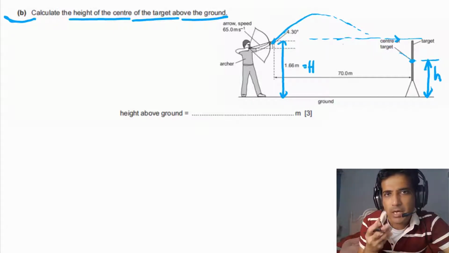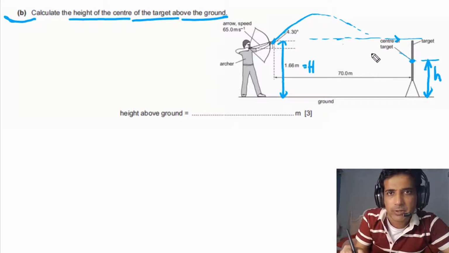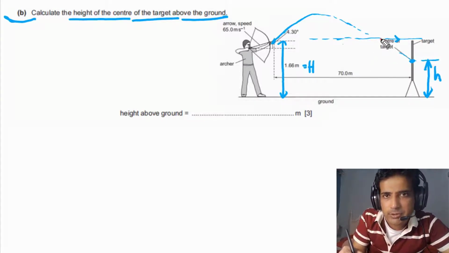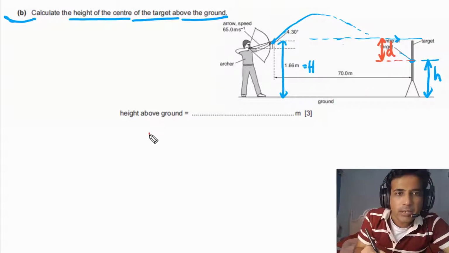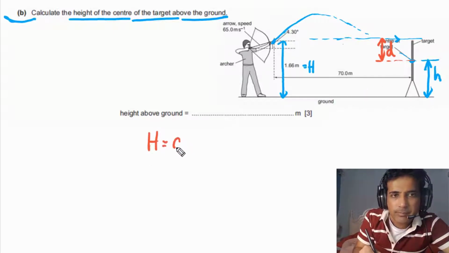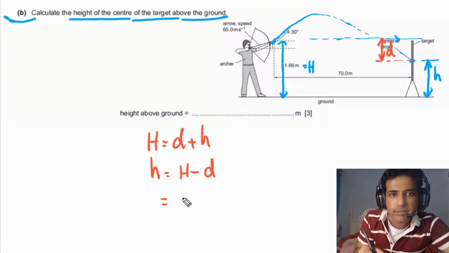Let's try to understand how we can calculate the value of small h. This is what we need to calculate. In order to calculate h, if we can find out this vertical displacement, then it will be very easy to calculate the value of small h. Let's say this vertical displacement is equal to d. Now in this case, we can simply write capital H is equal to d plus h. We need to calculate small h, so h will be equal to H minus d. The value of capital H is given, that is equal to 1.66 meters.